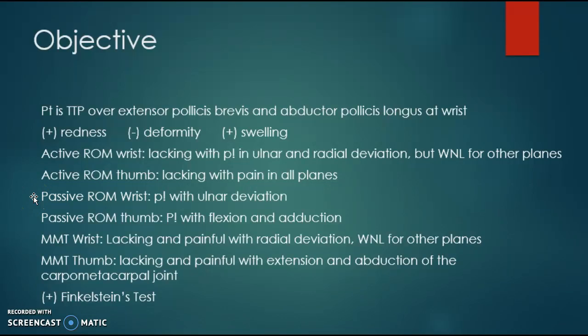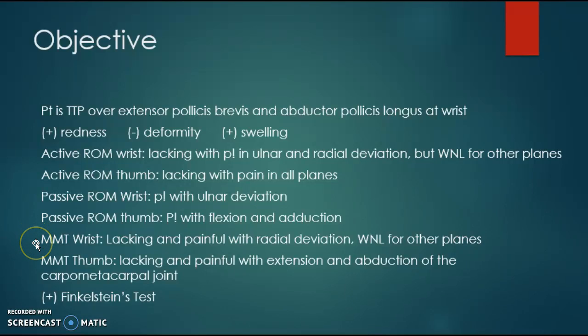With passive range of motion at the wrist, which is where I, the clinician, am moving his wrist and asking him how it feels and measuring the range of motion, he had some pain with end range ulnar deviation, as that extensor pollicis brevis got stretched. With passive range of motion at the thumb, he had pain with flexion and adduction.